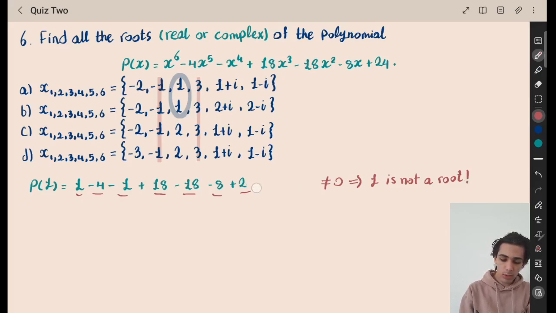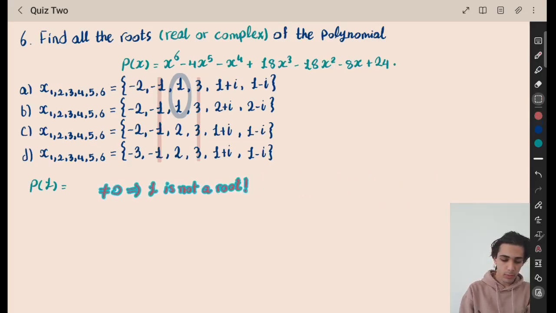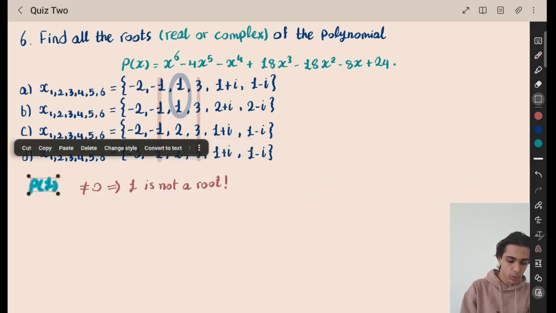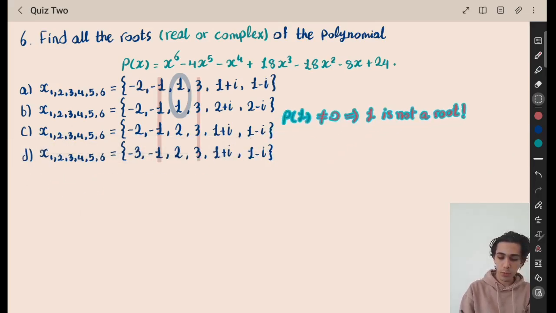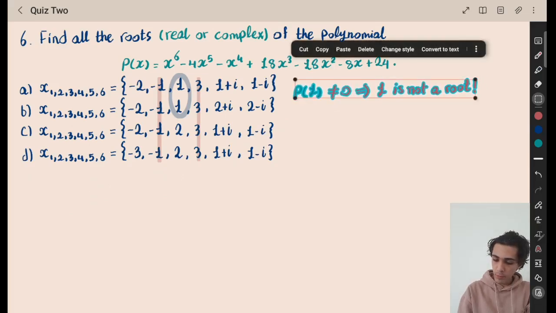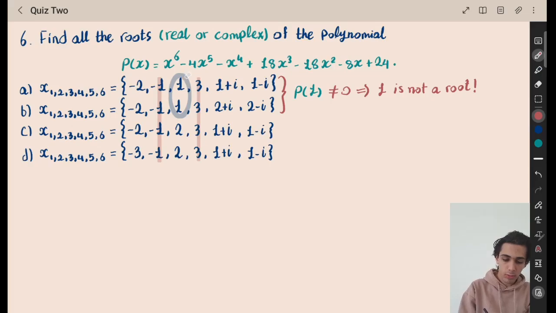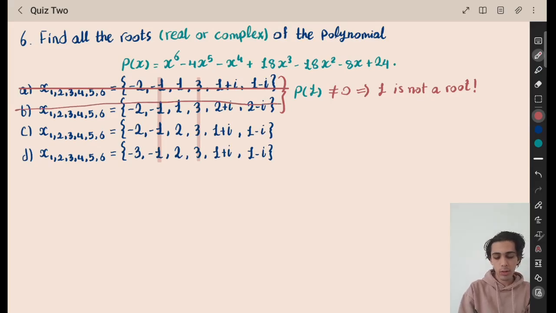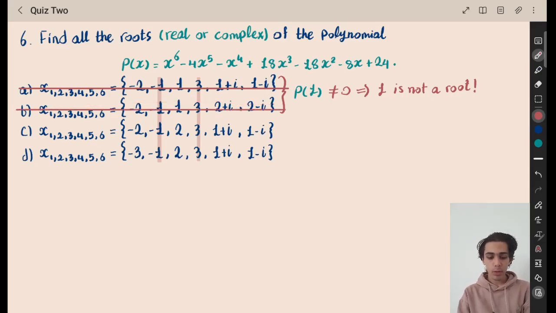So I'll leave out the computation and I'll just keep this fact. This is what we've just revealed for these 2 choices. So these 2 choices cannot be the answer because 1 is not a root. I hope that's clear. Okay, then we have these other roots. So it's either this set or that set.